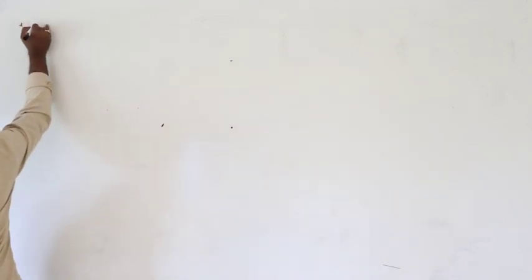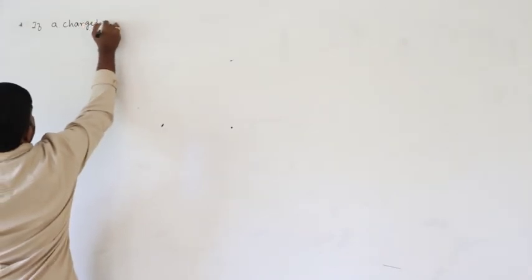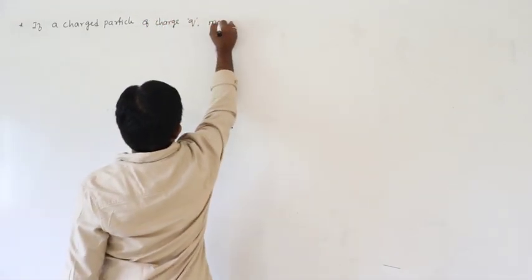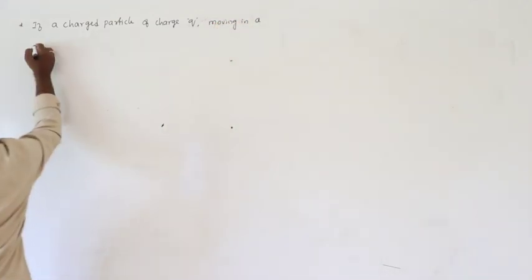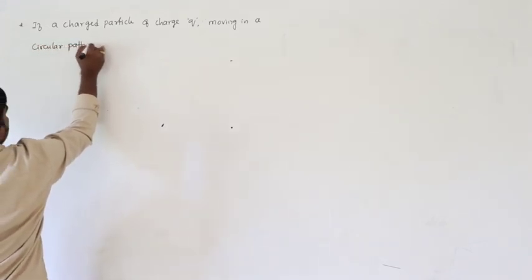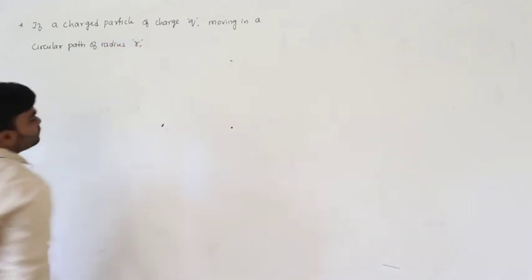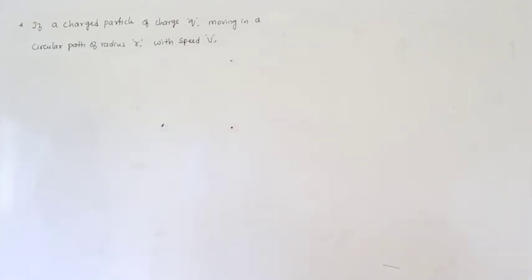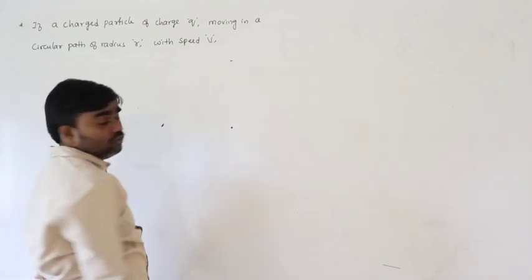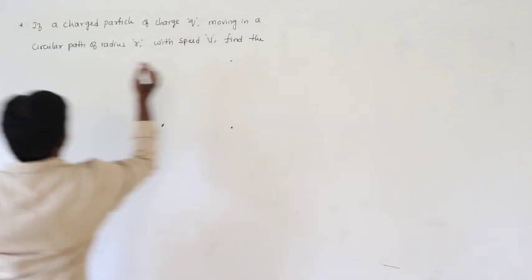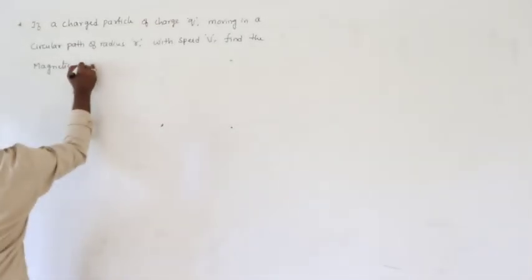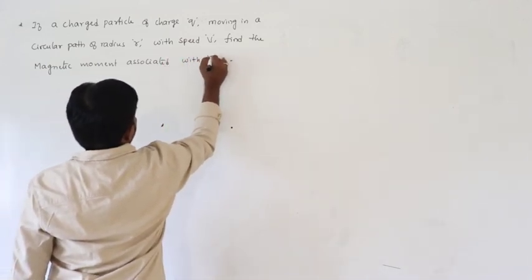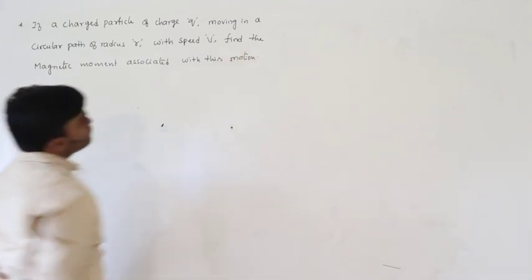So next, if a charged particle of charge q is moving in a circular path of radius r with speed v, find the magnetic moment associated with this motion. So, that is the question.